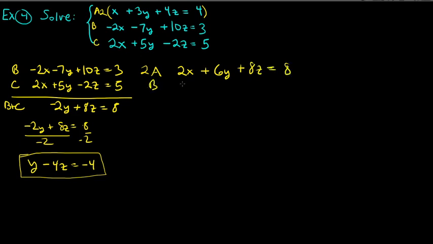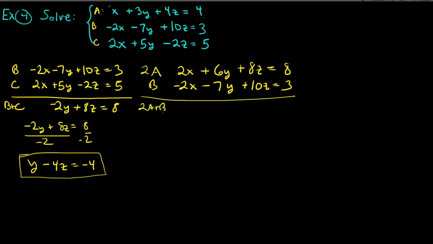And then for equation B, I can leave that alone. It's negative 2x minus 7y plus 10z equals 3. I just did that temporarily so I can figure out what my new equation was, my 2A. Now when I add these two equations, you can say 2A plus B. I've just been calling them A and B. So you get 0x again. You get negative 1y plus 18z equals 8 plus 3, which is 11.